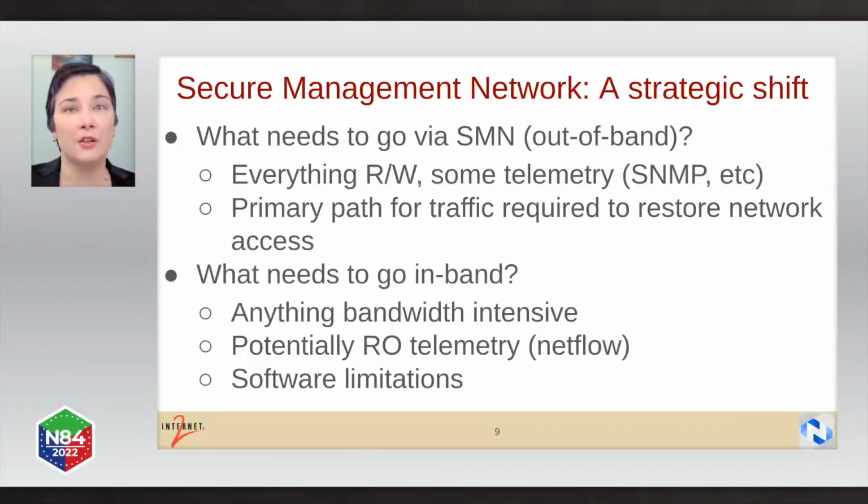If you step back though, in the case of an emergency, the goal is to restore network access. So anything that's required to achieve that goal should go out of band over the secure management network. Things that should go in band instead are bandwidth intensive things like software upgrades and NetFlow. Additionally, we've identified a bug that we have filed with our vendor because RPKI route origin validation can only happen via an in-band loopback. We hope to have that resolved soon.